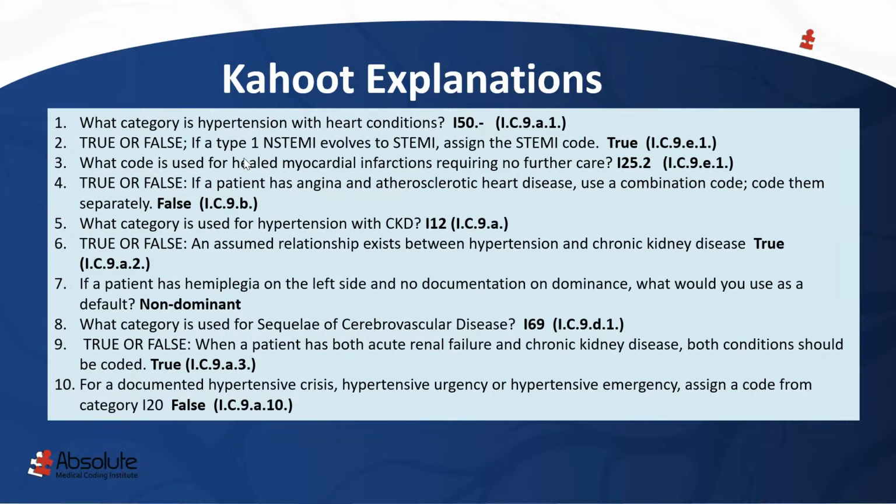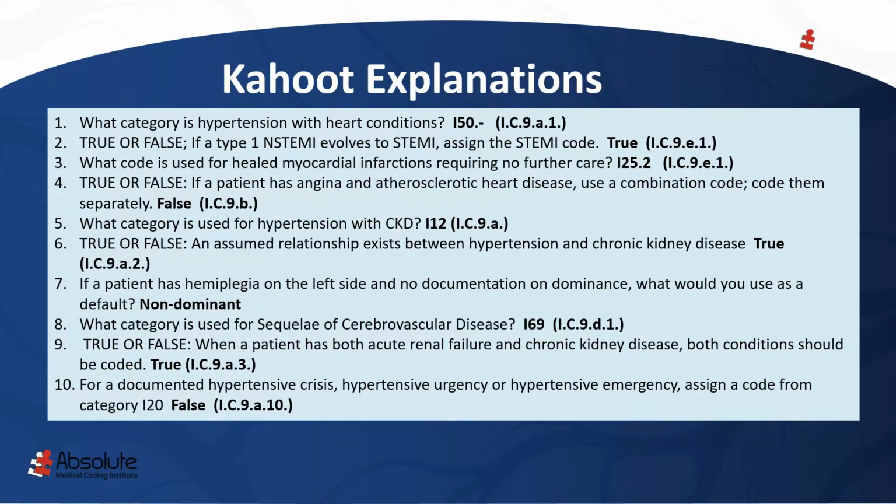Our next question, true or false? An assumed relationship exists between hypertension and chronic kidney disease. That is going to be absolutely true. And it states in the guideline I.C.9.a.2 that an assumed relationship exists between hypertension and chronic kidney disease. When both are present, assign a code from category I12. So again, super popular guideline there.